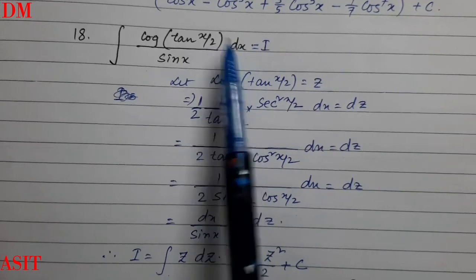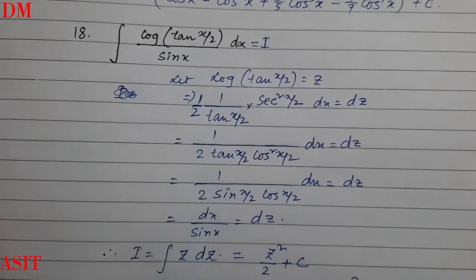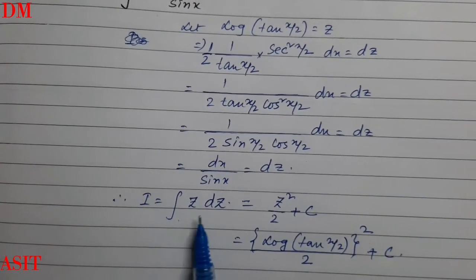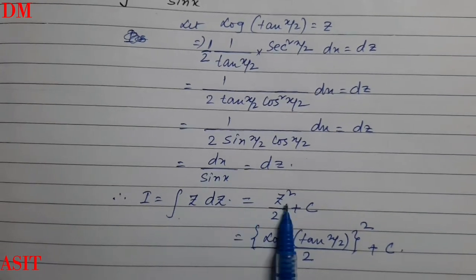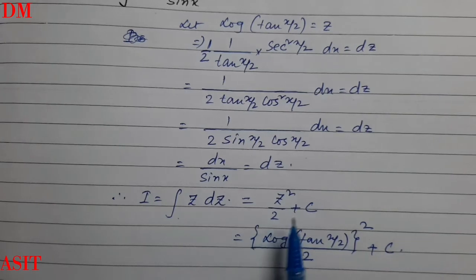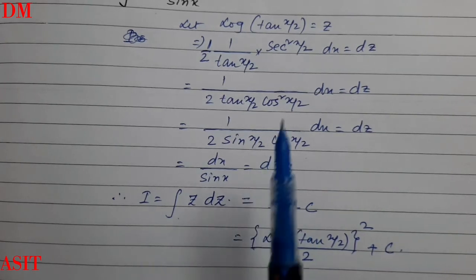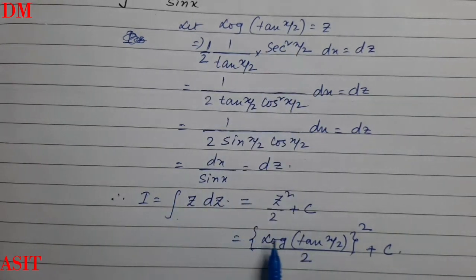So this will be dz, and this will entirely be z. So ultimately it comes to I equals the integration of z dz. Now we know the integration of that: z square by 2 plus c. Replace the value of z. The value of z was log of tan x/2, so it will be log of tan x/2, whole square, by 2 plus c.